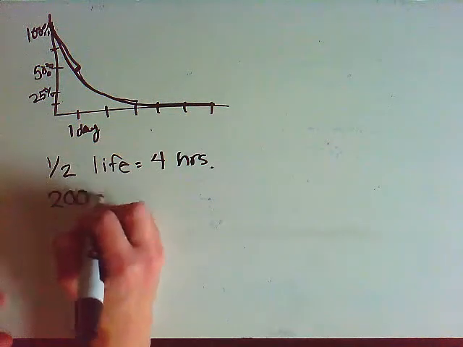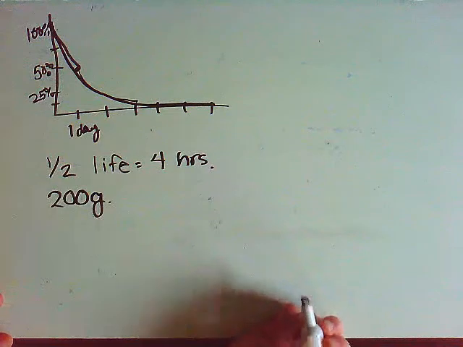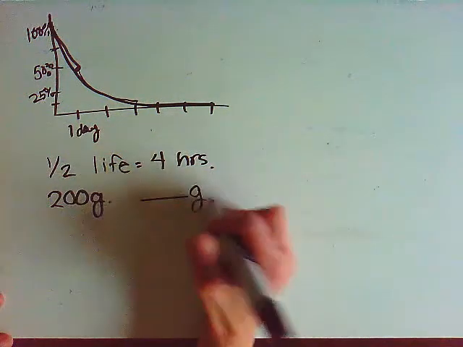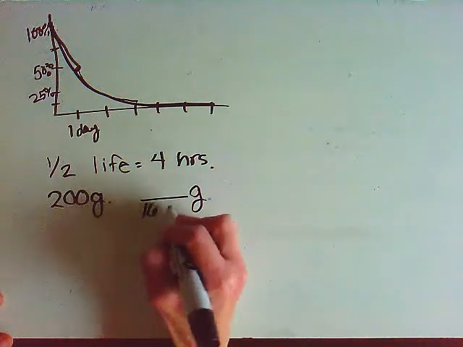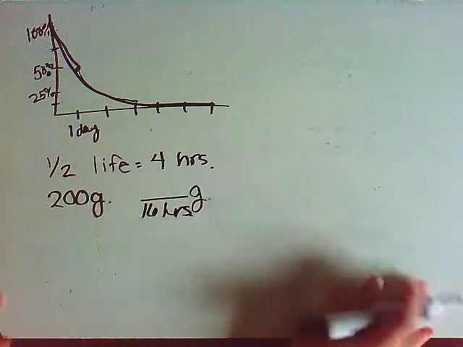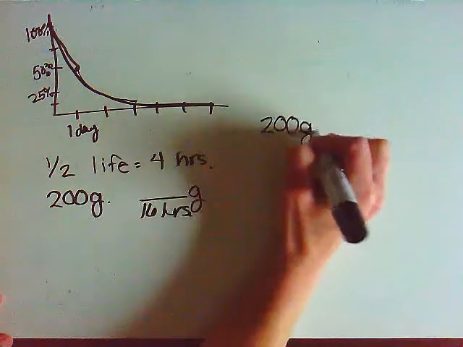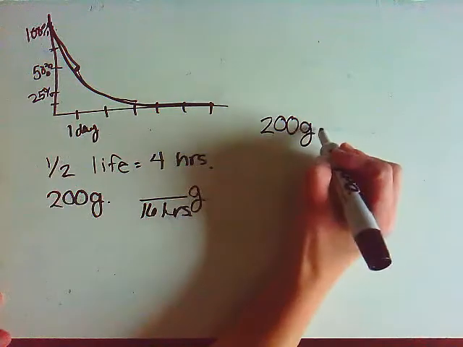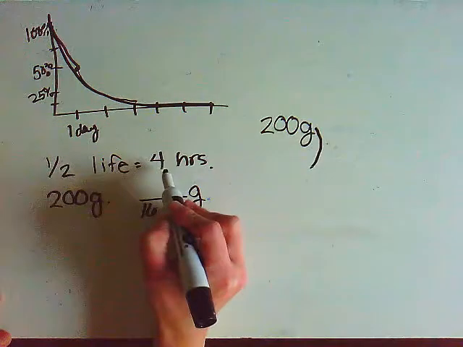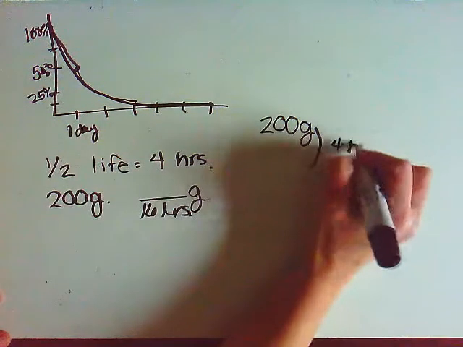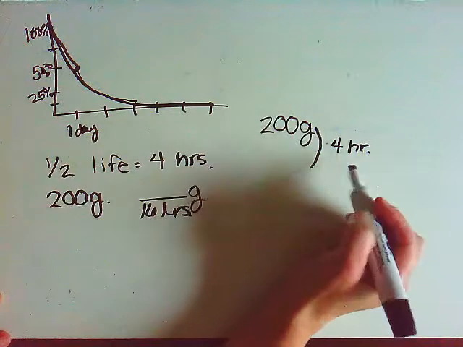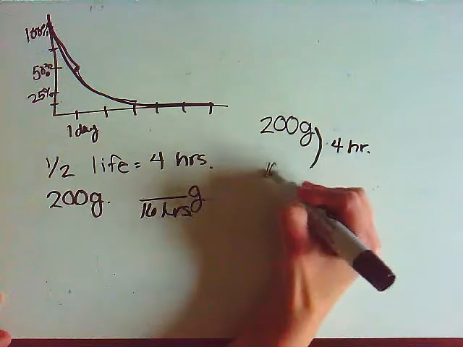And I tell you that there is a total of 200 grams of this isotope. And then I ask you, how many grams are left after 16 hours? Well, don't complicate this. If you know you're starting at 200 grams, think about what half-life means. Half-life means every time a half-life goes by, 4 hours, what's happening to this number? It's getting cut in half.